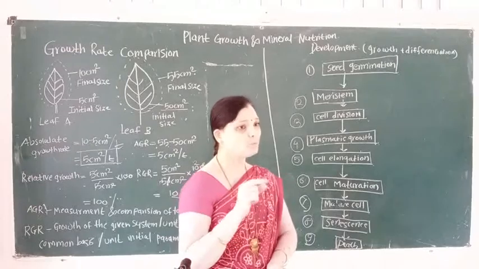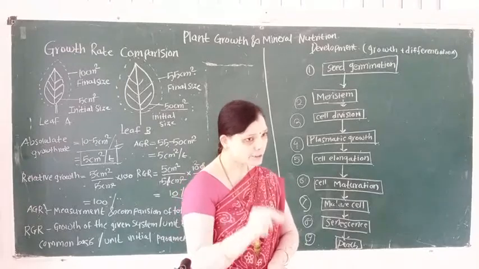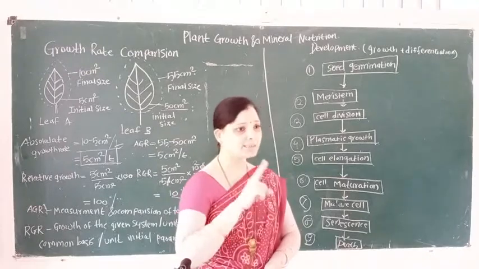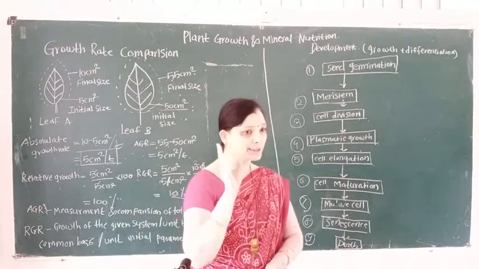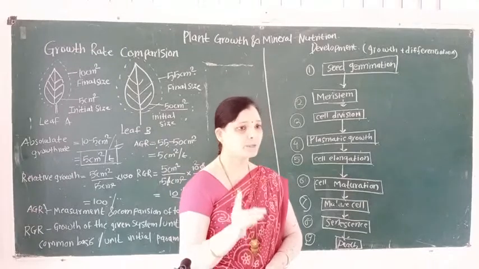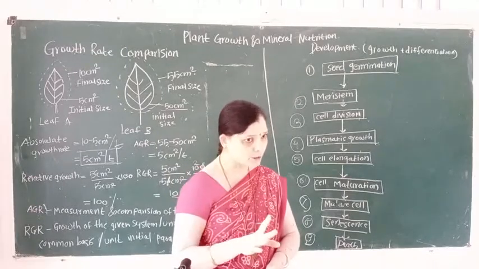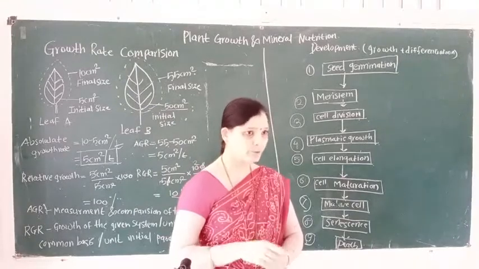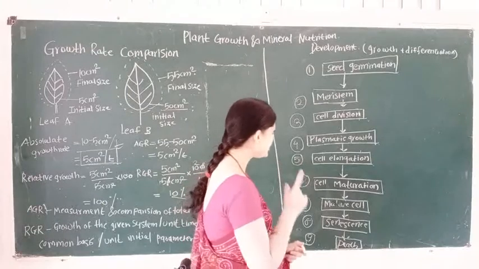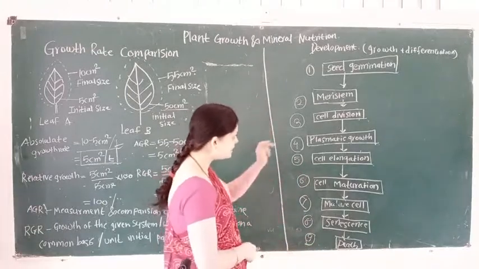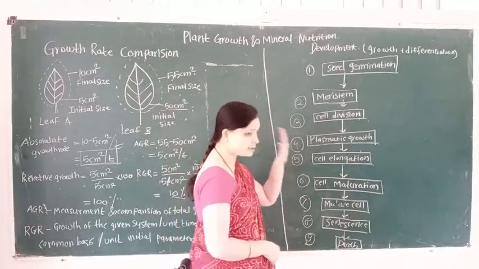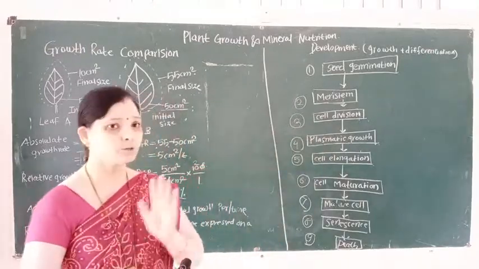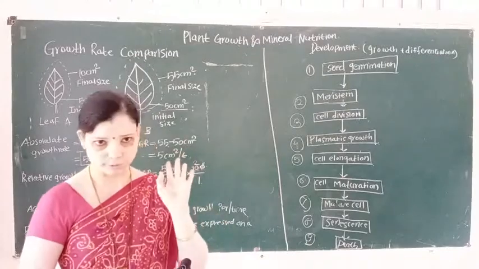In the seedling, the most important plant tissues, the meristematic tissues, are present. These meristematic tissues are immature, living, and rich in protoplasm, and their cell wall is thin. When meristematic tissue undergoes cell division, new daughter cells are formed.